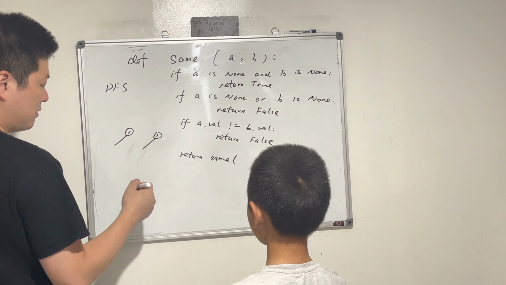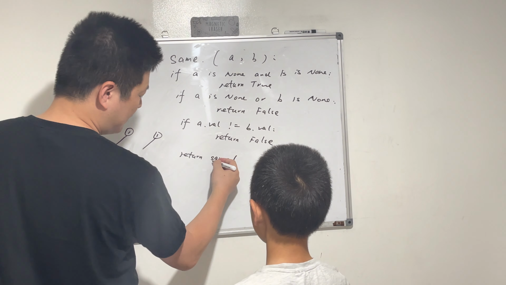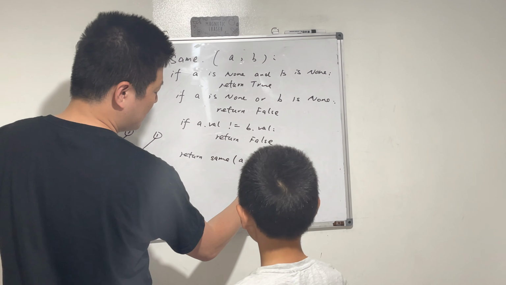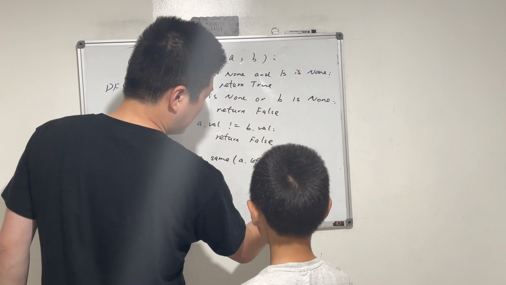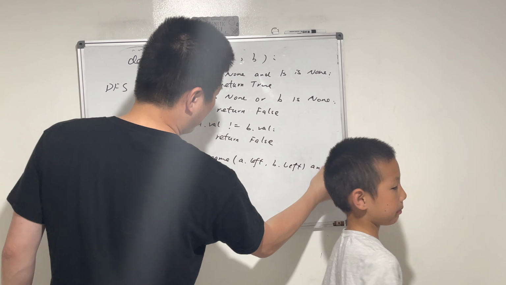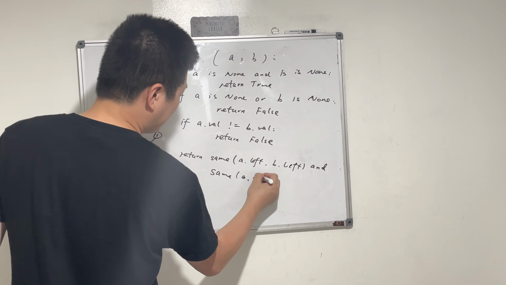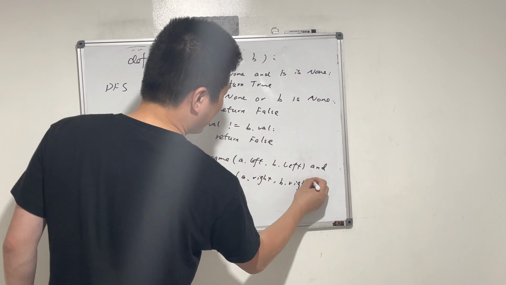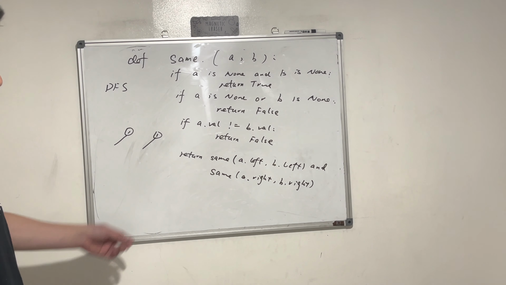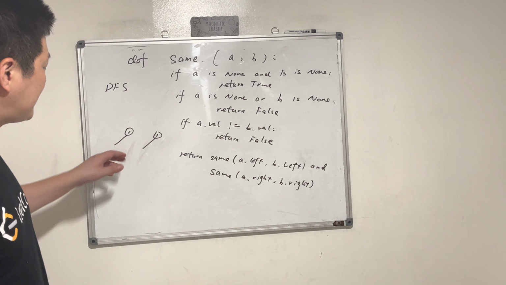We go on the left one. A dot left, B dot left, same. A dot right, B dot right, same. Yeah, this is recursive. The time complexity is O(n), right? The space complexity is also O(n). Okay, so this is depth first search.